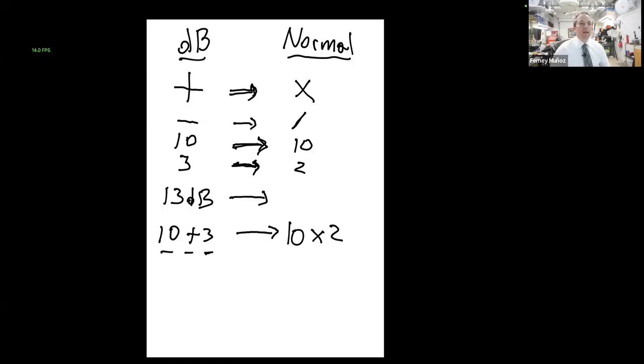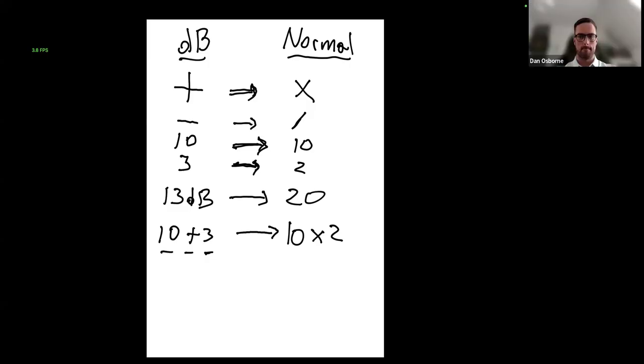So go ahead and use your calculator. What's 10 times 2? Now we do math. 20. You did it with a calculator? Hey, you're good. 10 times 2 equals 20. So 13 dB is equal to 20. 20 what? Milliwatts. I haven't told you. I haven't put a unit on the dB.